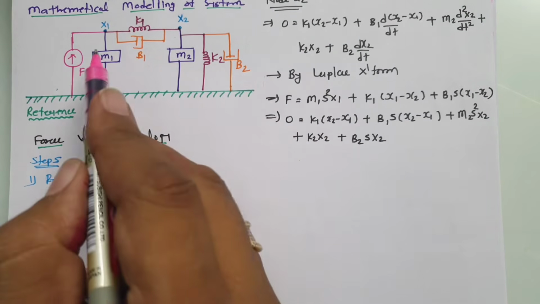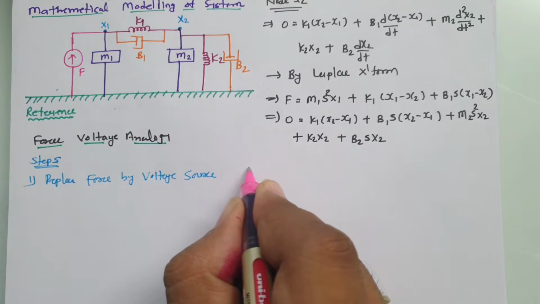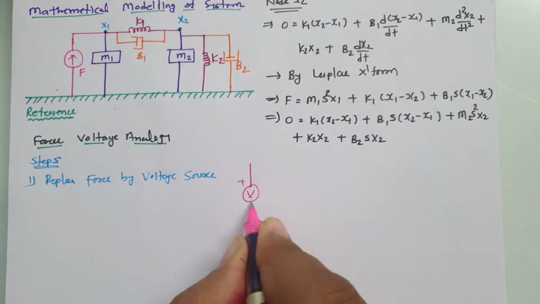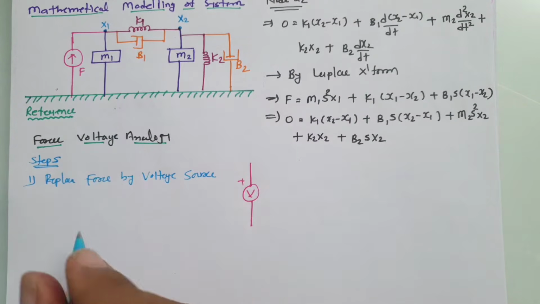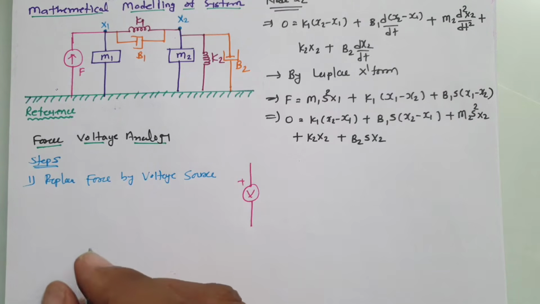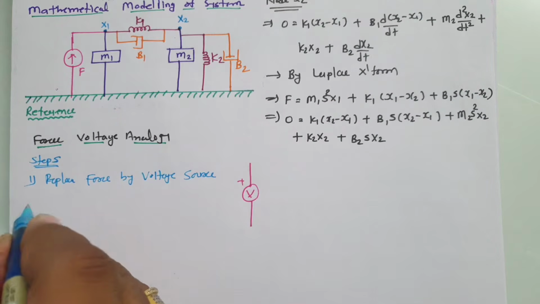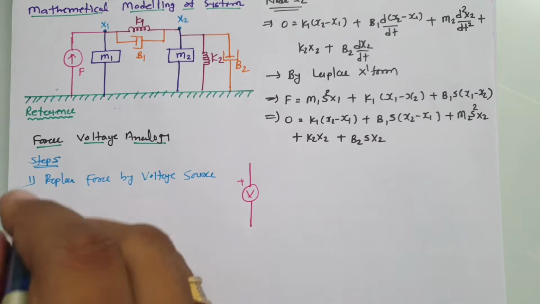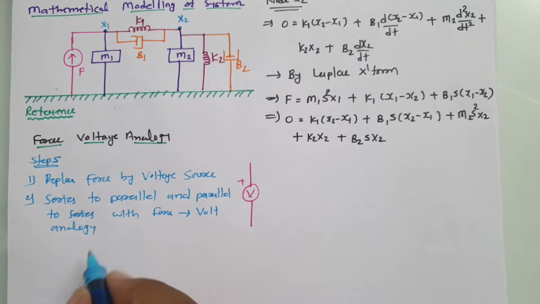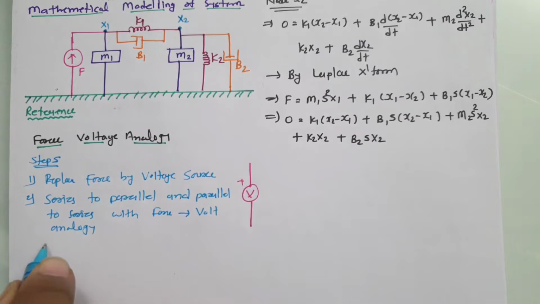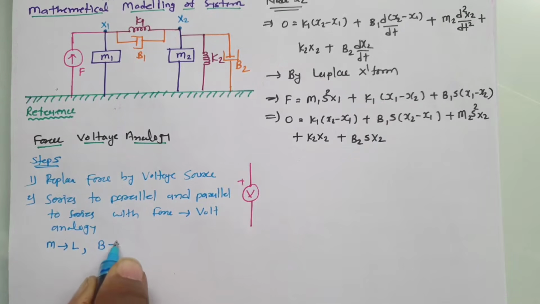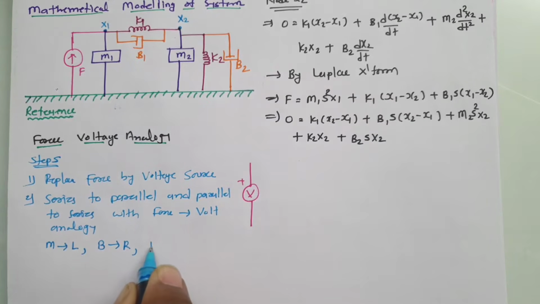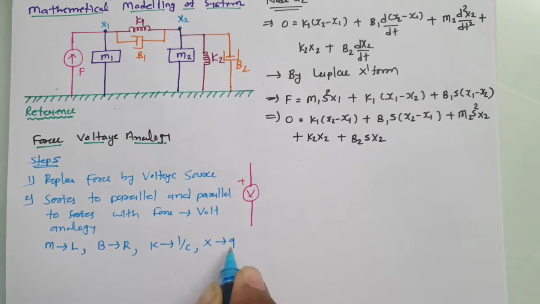As you see this force, I am now replacing it by a voltage source over here, and for the other elements we need to convert series to parallel and parallel to series connections. Let me write first and then I'll explain how to do that. In the force-voltage analogy, we replace mass by inductance, damping constant by resistance, spring constant by 1 by capacitance, and displacement by charge q.